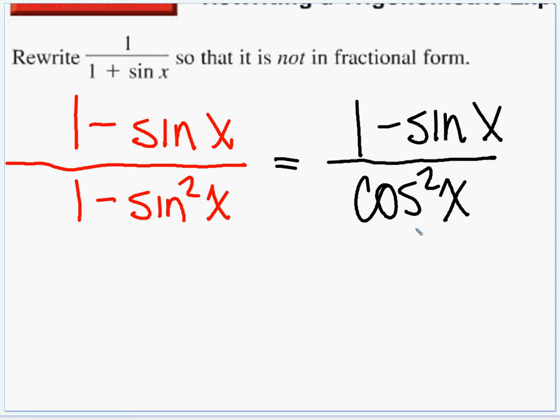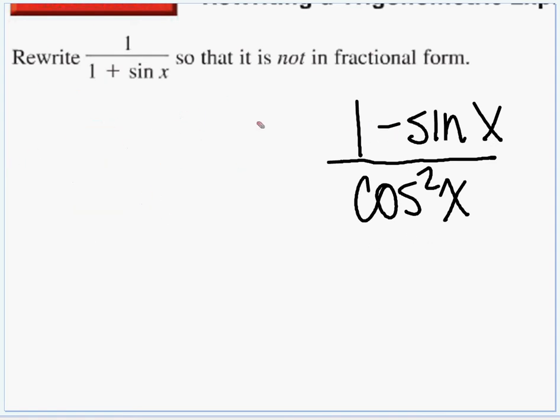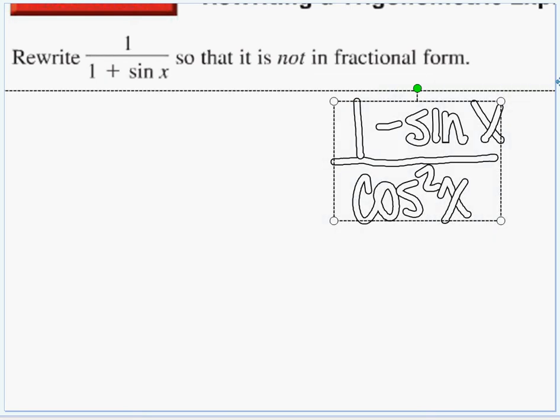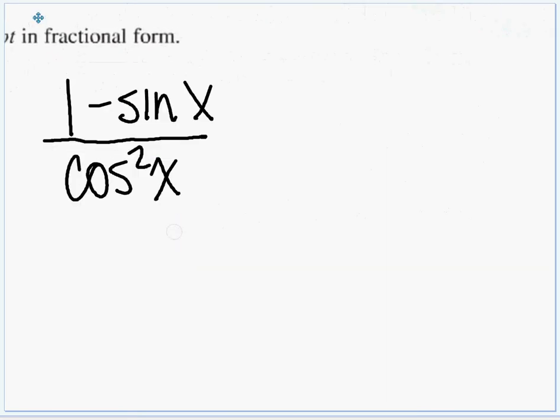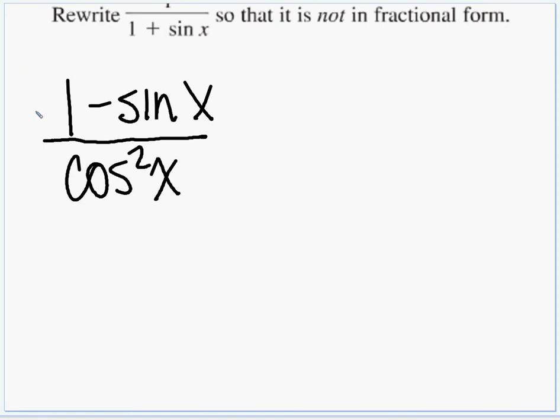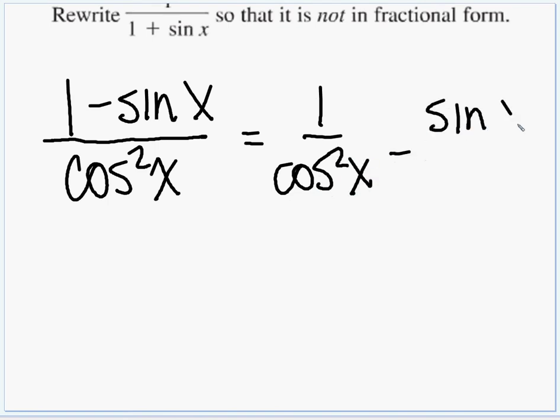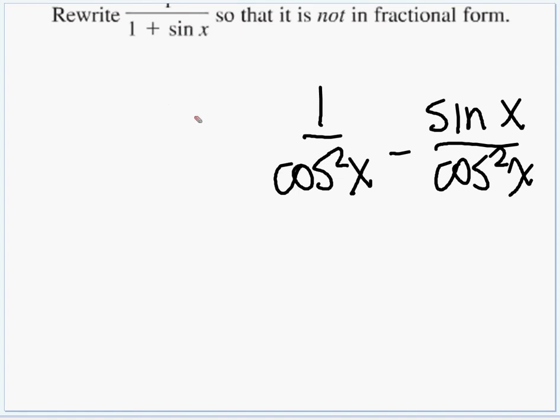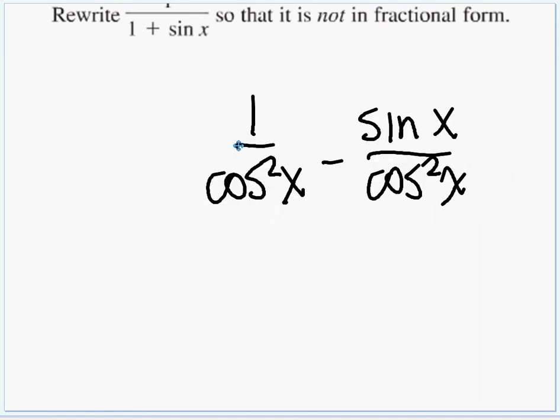Okay, now, since our denominator is one term and the numerator is two, now we can bust it up into two separate fractions. Just like when we add or subtract fractions, we need a common denominator. Here is the common denominator. So we're going to bust it up into 1 over its own cos squared denominator minus sine over its own cos squared denominator. Now let's see what we can do with each of these pieces. Each piece right now is in the form of a fraction, but I have a feeling we can do something about that.